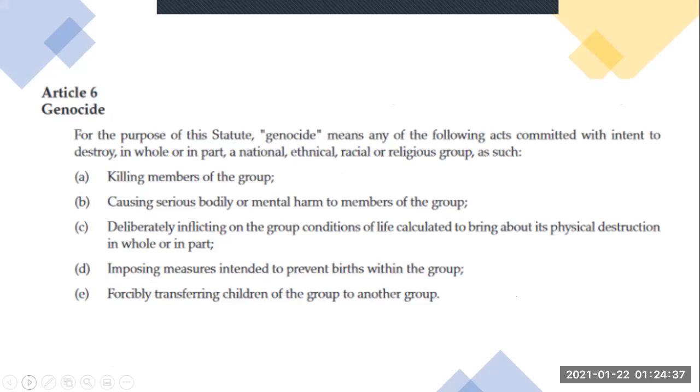Article 6. Genocide. We're looking at killing members of a group, such as the elderly, as a target; causing serious bodily or mental harm to members of the group, again with the psychological torture, the enforced mask wearing, which is detrimental both psychologically and physically, the vaccine mandates for vaccines that are not proven safe and effective; deliberately inflicting on the group conditions of life calculated to bring about its physical destruction in whole or in part; imposing measures intended to prevent births within the group; and then forcibly transferring children of the group to another group.